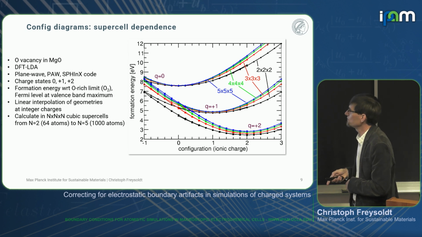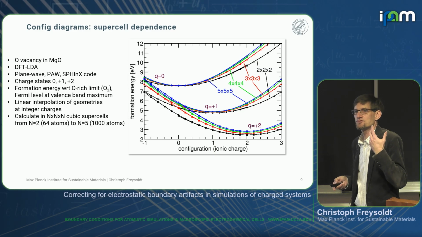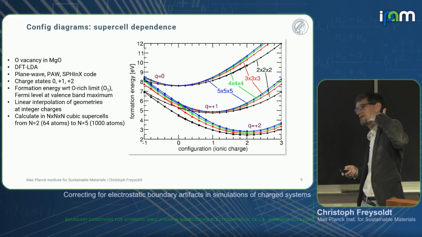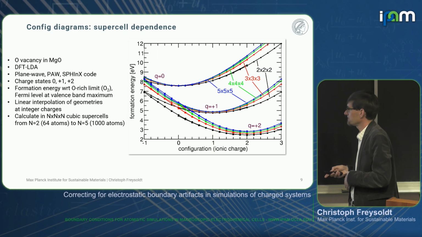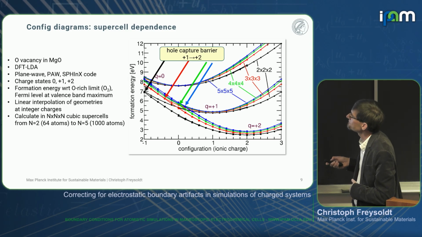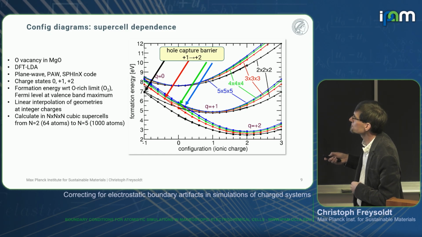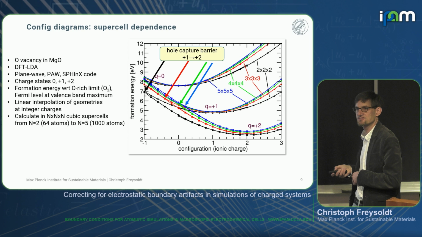You also see that this deviation increases as we move away from the minima. What is most important here is if you think about those non-reactive barriers, those hole capture barriers. If you look at the crossing points without any corrections, you see that there is a very, very dramatic drift of this crossing point with respect to the relevant minimum over here, on the order of a couple of eV when we go from the small to the large cells.